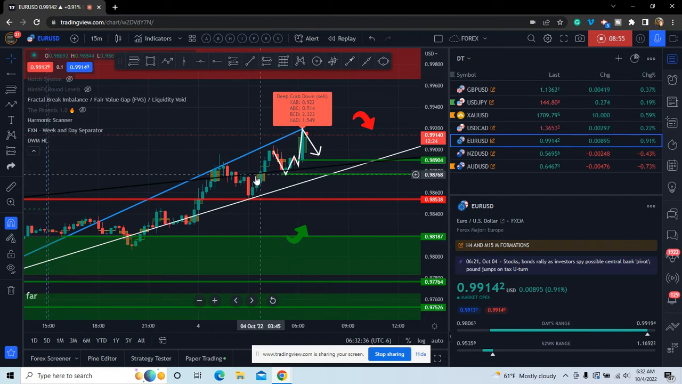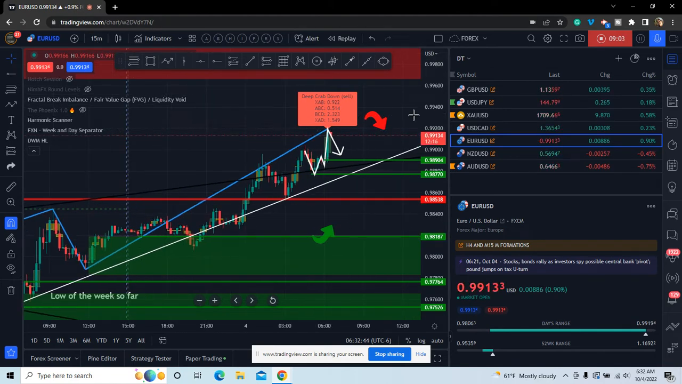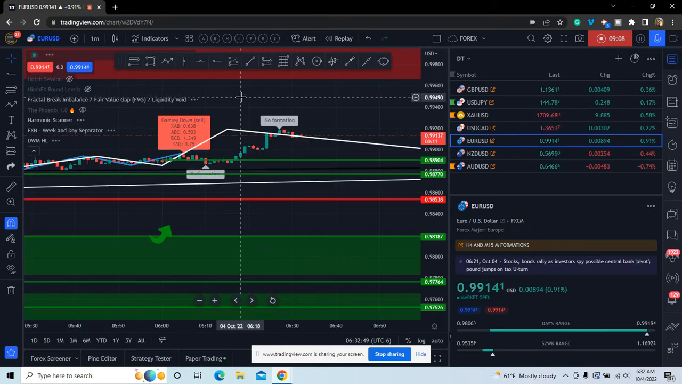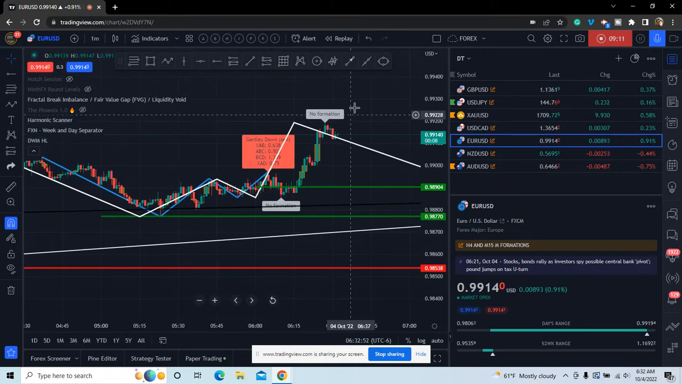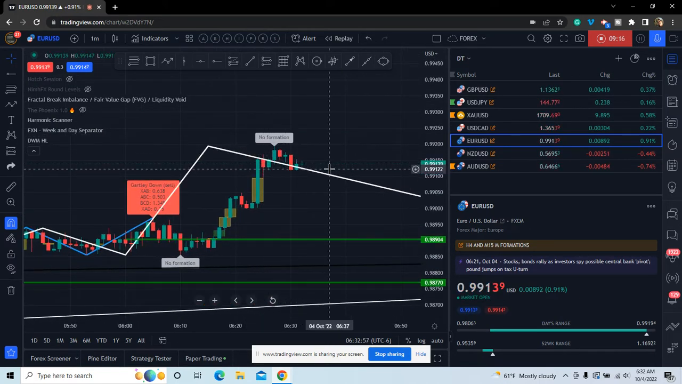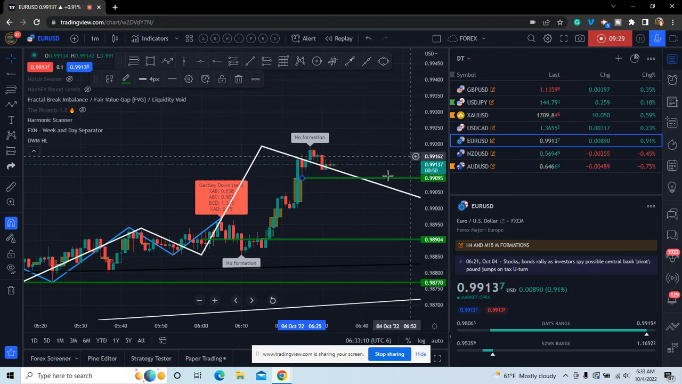And then even lower. So we're breaking up. So 1, 2, 3 down. And then we've got this M formation in place here. So 99.10, this over here.